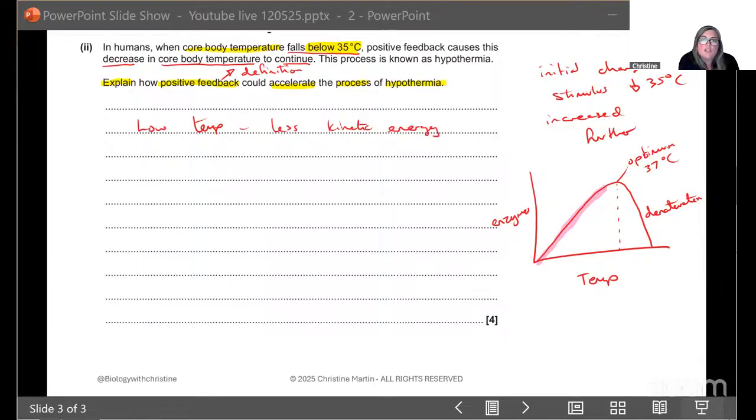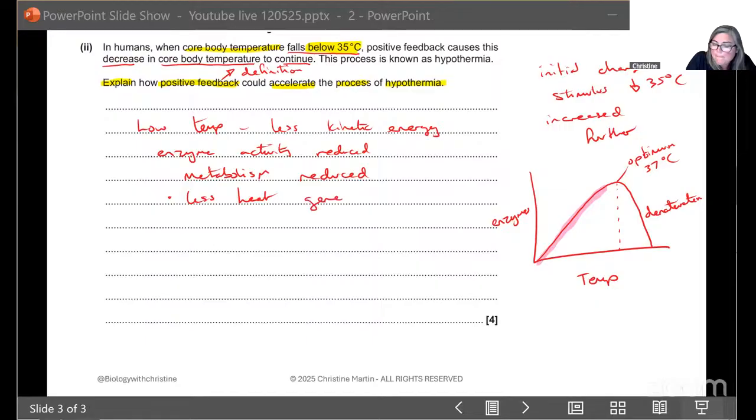If we've got less kinetic energy, our enzyme activity is going to be reduced. And if the enzyme activity is going to be reduced, that's basically saying that our metabolism is going to be reduced. So if the metabolism is reduced, if there is less respiration occurring, there's going to be less heat generated to warm it back up. Therefore, the temperature is going to fall further. So what we're talking about is less heat generated, and therefore it's positive feedback because it's increasing the drop further.